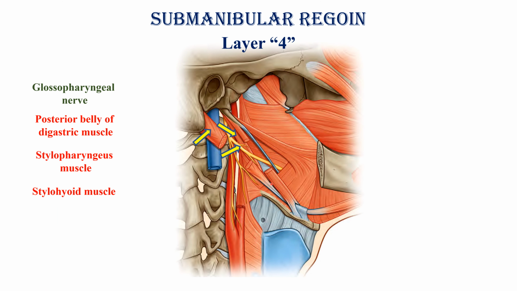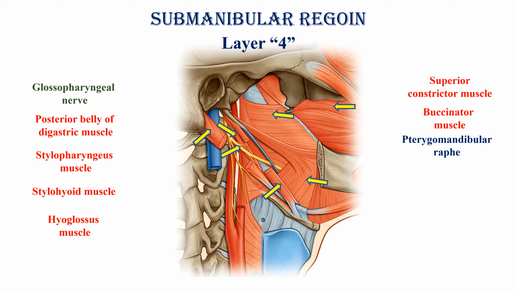That is the stylohyoid muscle here, and that is the cut edge. That's the stylohyoid ligament, by the way, very clear here, which extends from the styloid process to the hyoid bone. That is the hyoglossus muscle. That is the superior constrictor. That is the buccinator, with the pterygomandibular raphe giving origin to both of them, which extends from the pterygoid hamulus to the posterior part of the mylohyoid line. And that is the styloglossus muscle on the surface of the hyoglossus. That is the mylohyoid muscle.